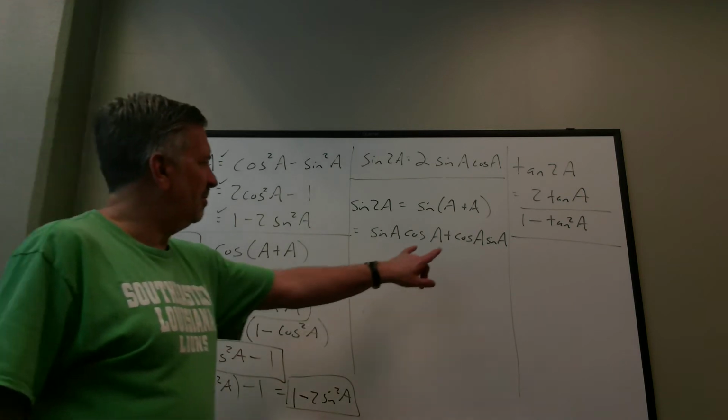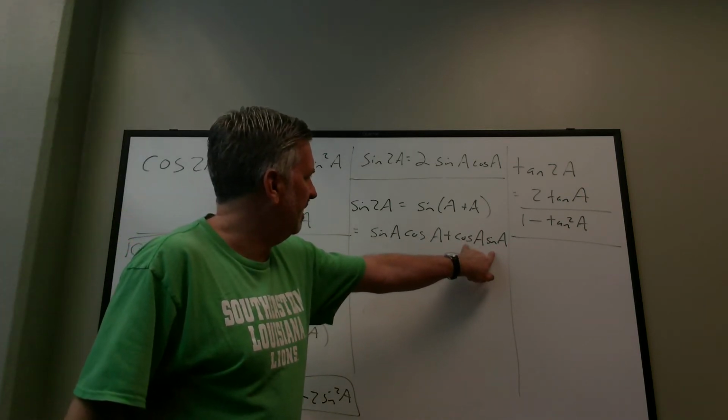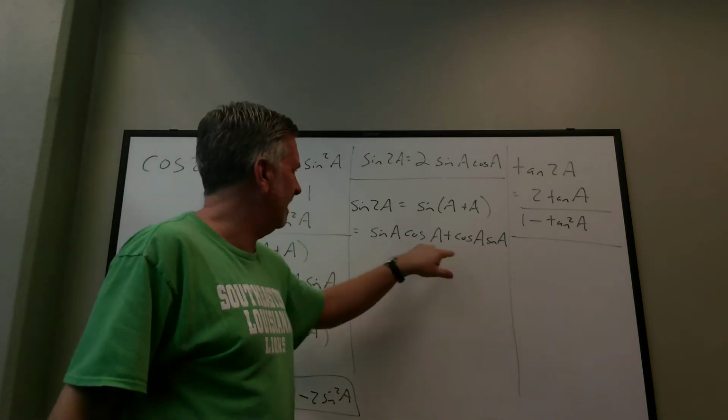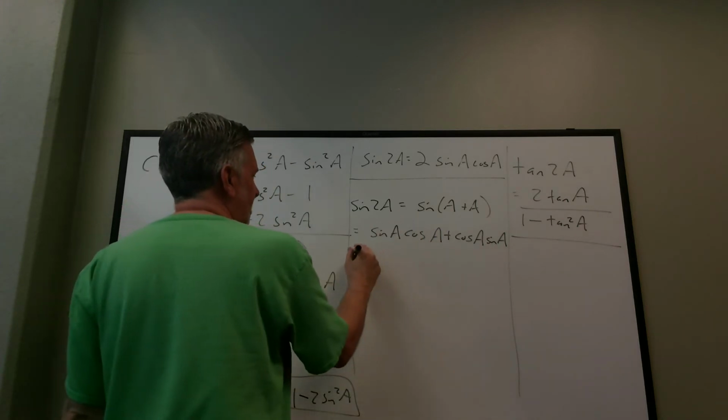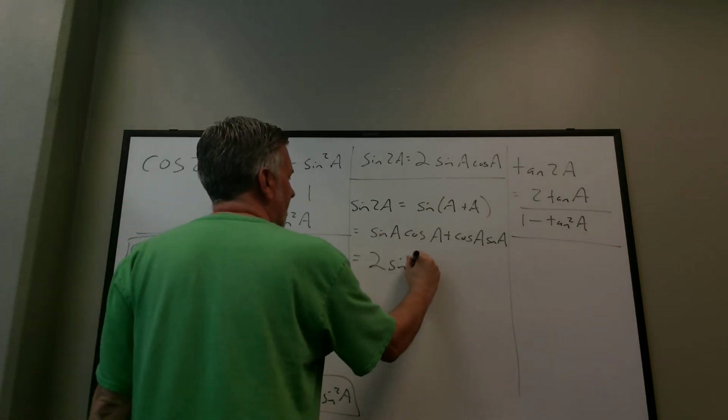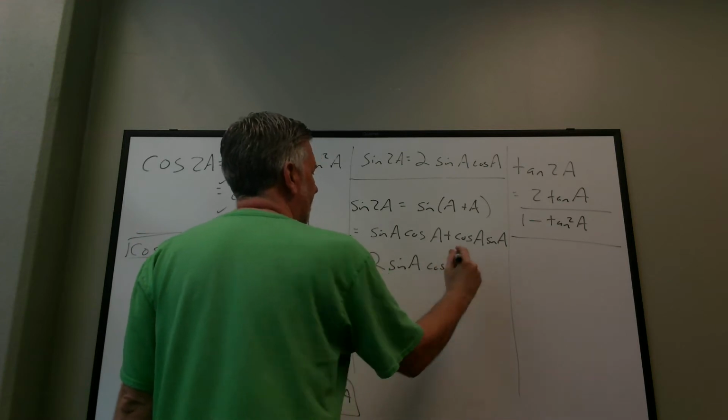Notice multiplication is commutative, so cosine A sine A is the same as sine A cosine A, so you get sine A cosine A plus sine A cosine A is 2 sine A cosine A.